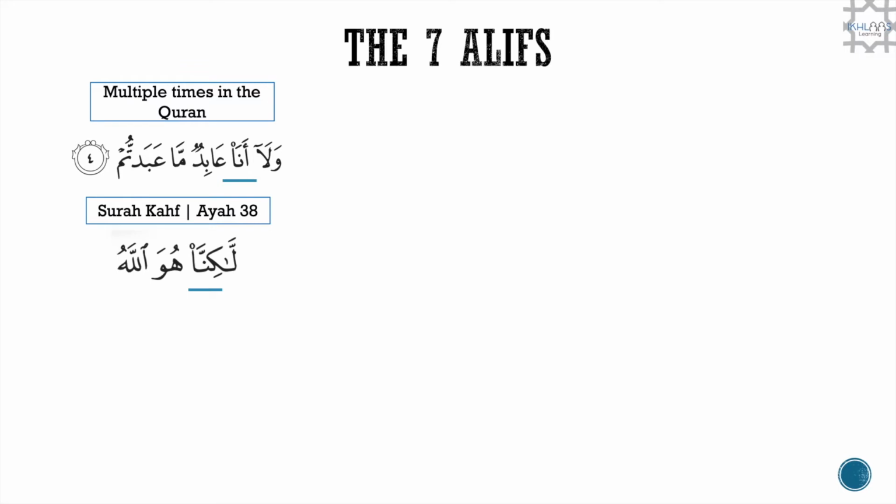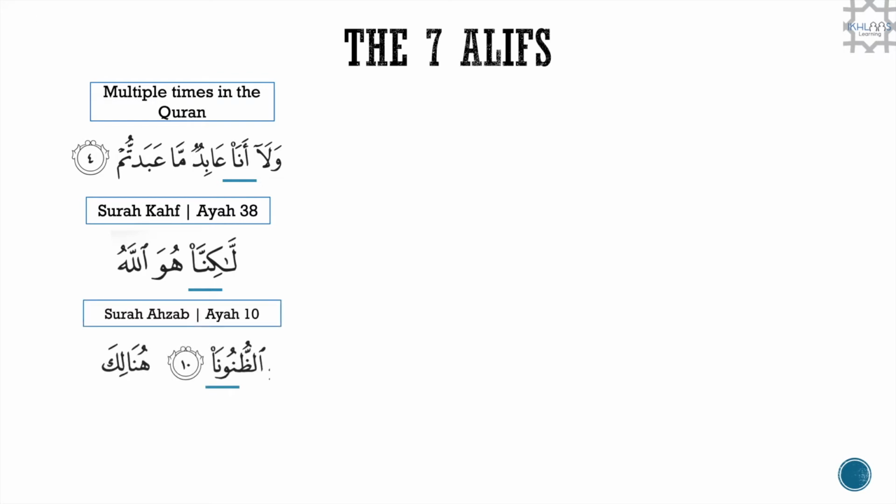The next example is from Surah Al-Kahf, and the word is لَكِنَّا هُوَ اللَّهُ. So there's 2 words there. If I continue, I will say لَكِنَّ هُوَ اللَّهُ. I don't pronounce that alif. However, if I stop on that word, then I will stretch that alif for 2 counts and say لَكِنَّا. So that's basically what happens.